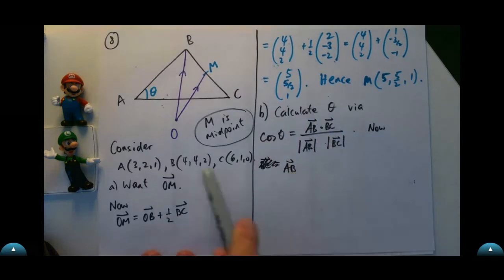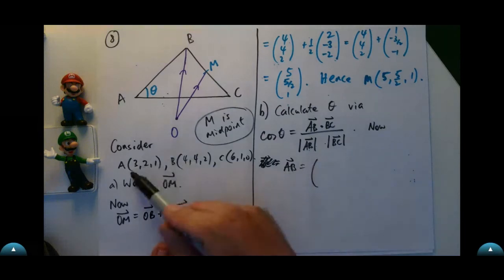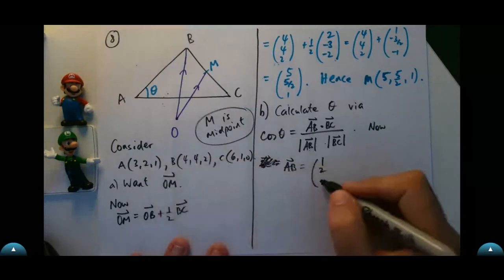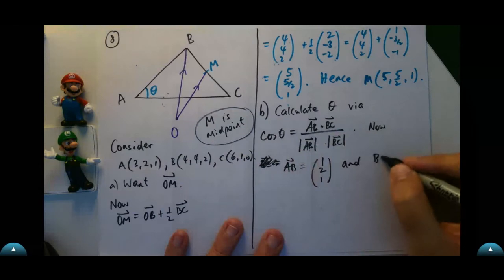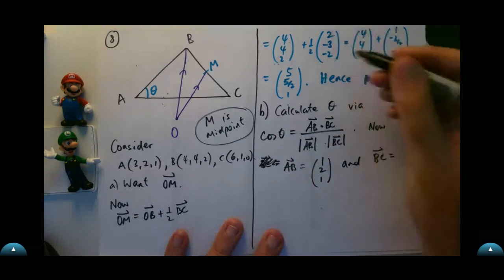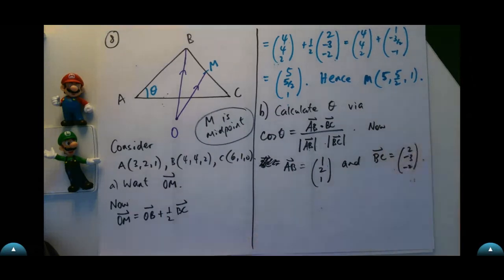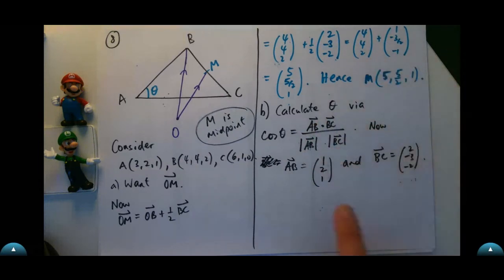The vector AB is the vector B minus the vector A, or the position vectors, right? So 4 minus 3, 4 minus 2, 2 minus 1. And BC was this. Okay. So now if we take the dot product, what's going to happen? 1 times 2 plus 2 times -3 plus 1 times -2.